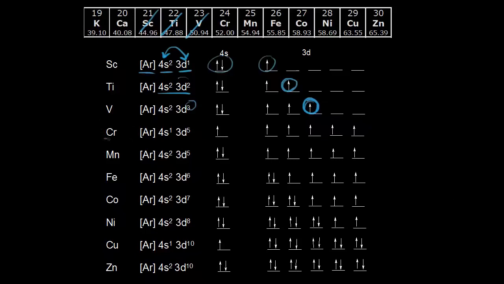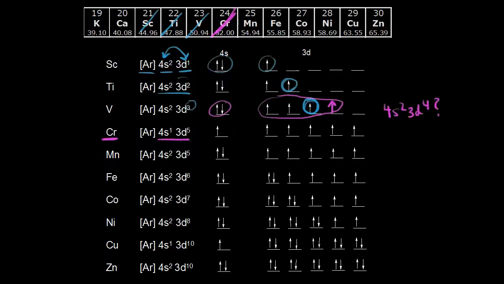So if you're just thinking about what might happen for chromium, one more electron to think about than vanadium, right? So you might think, oh, let's just add that one electron to a 3d orbital like that and be done with it. So if you think about it, you might guess 4s2 3d4. So let's go ahead and write that. So 4s2 3d4, question mark. But that's not actually what we get.